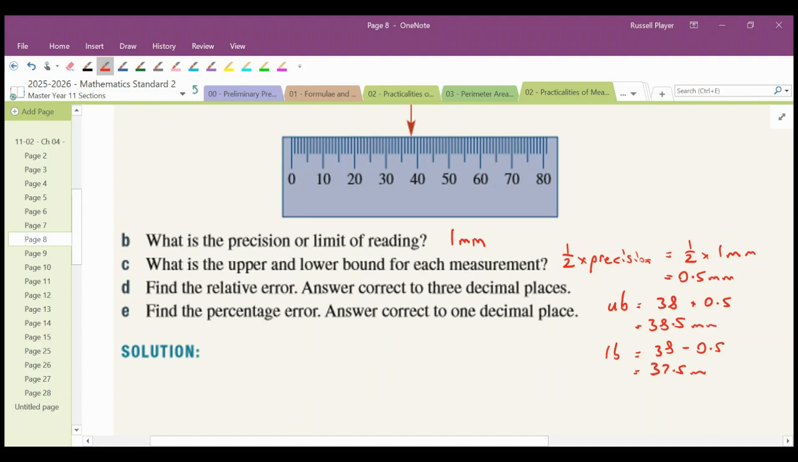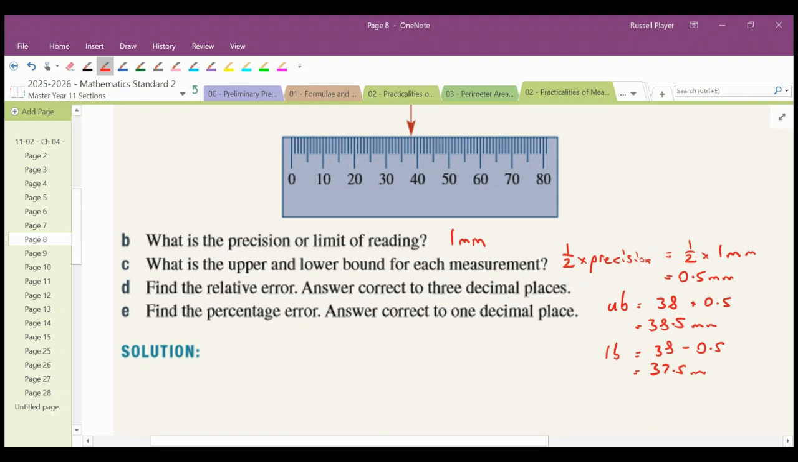Now, that is what I was just talking about there. When we're measuring it anywhere in between 37.5 and 38.5, we would just naturally round it to 38. So that's what we're talking about with that sort of thing. Okay, so between 37.5, which is our lower bound, and 38.5, which is our upper bound, our measurement lies inside that. All right. The next one is find the relative error.